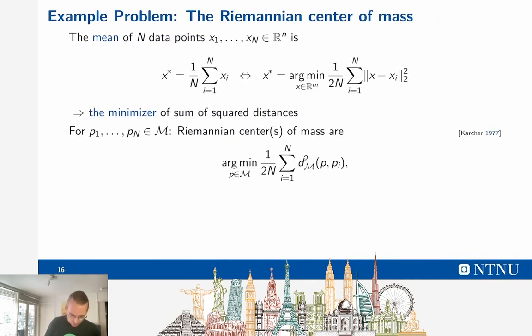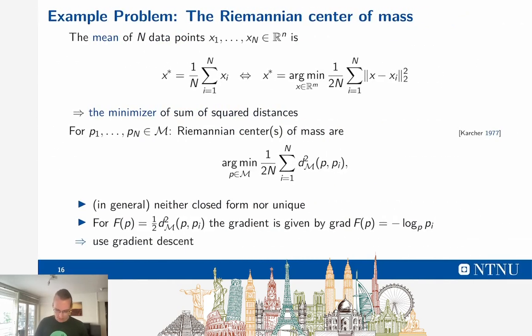So if we have points P1 to Pn on our manifold M, then the Riemannian centers of mass are given as minimizers of this function. And you already hear the first thing that's different. This minimizer is not necessarily unique. So it might be that the function is not convex, not globally convex, and that there's more than one minimizer to this function. It usually also doesn't have a closed form solution.